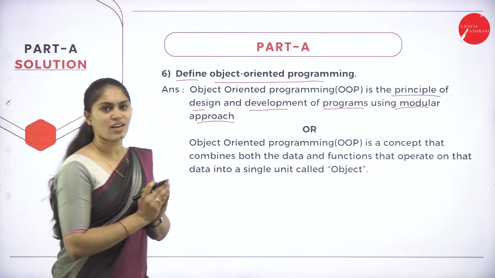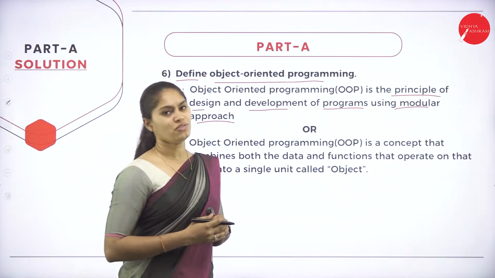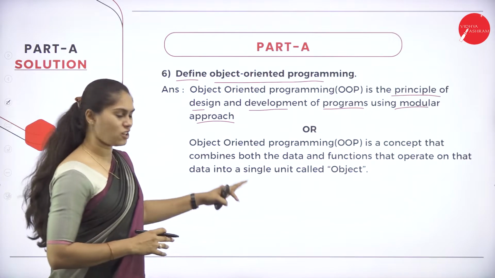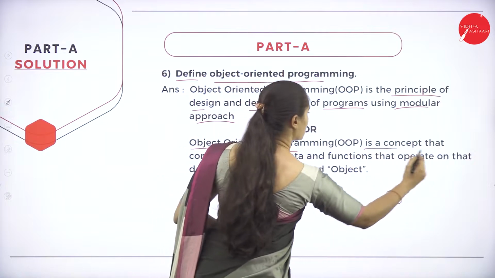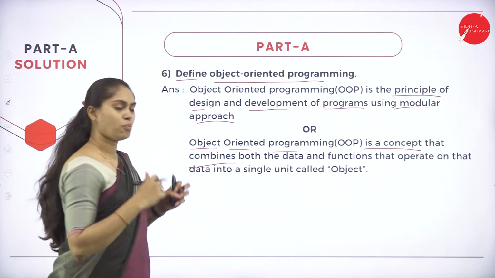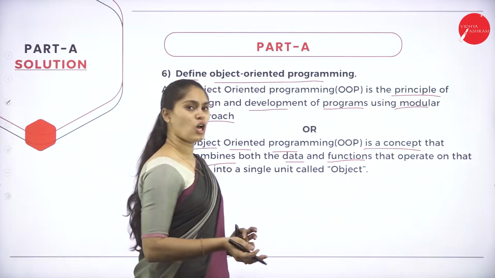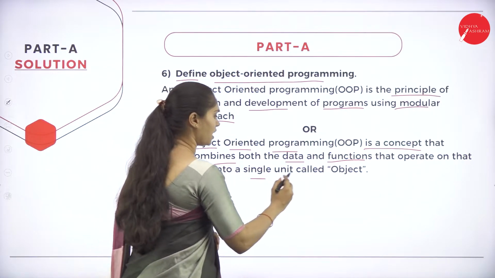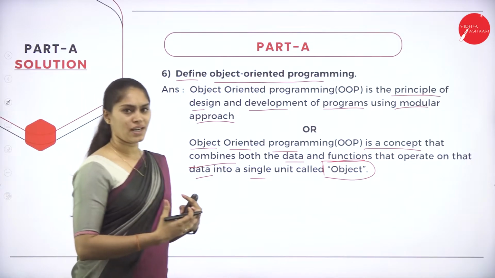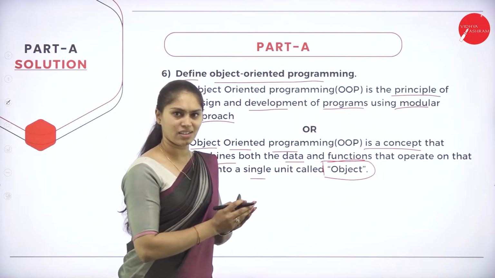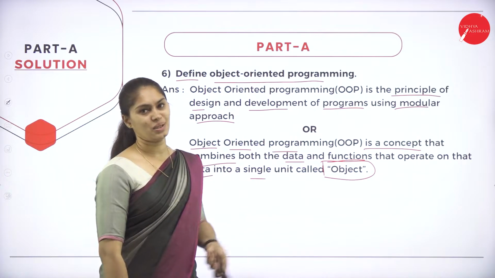That is, we should not consider any problem as a single unit. It needs to be divided into a number of modules. Or else we can also write one more definition: object oriented programming is a concept that combines both data and functions together, and that will operate on that data into a single unit, which will be termed as object. So if I am operating on both data and functions together, then we are going to call that methodology as what? Object oriented programming.